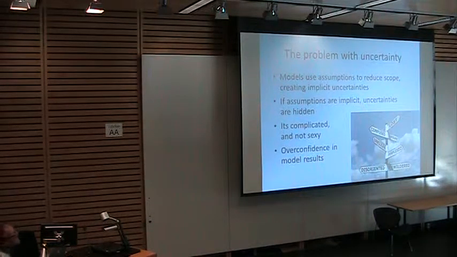But this implicitness of assumptions and the uncertainty with them leads to overconfidence in model results. This underlies a lot of the work by Kahneman and Tversky about how, basically, what you see is what you know, and we don't think a lot about the stuff that isn't presented to us.